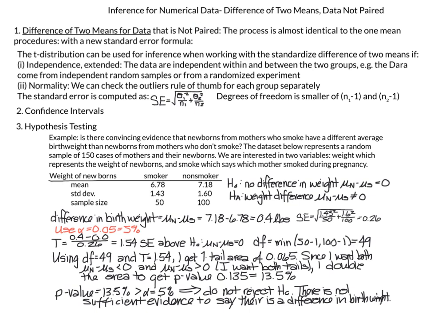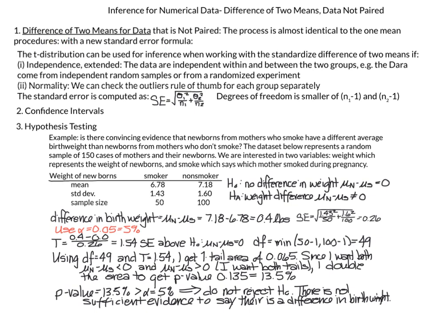The process will be almost identical to the one mean procedure because essentially the difference between the two means is going to give us one value, right? You subtract one value from the other and see if it's equal to 0 or some other number. But in this case, we're going to have a mean difference. And then the only difference is we're going to have a new standard error formula.